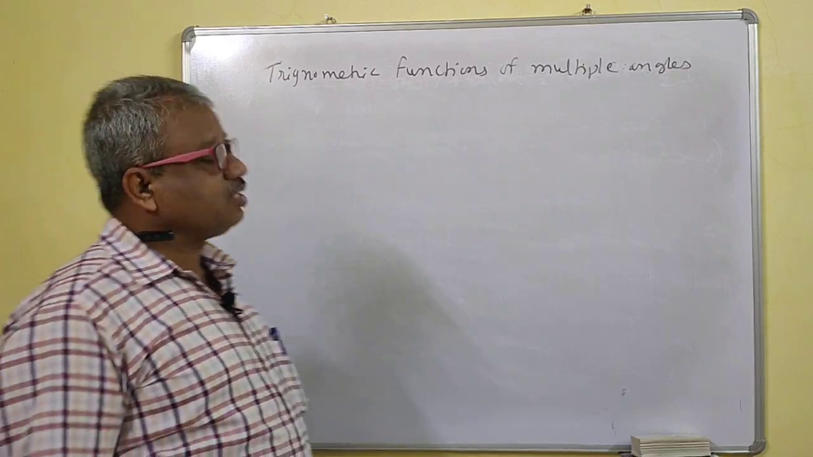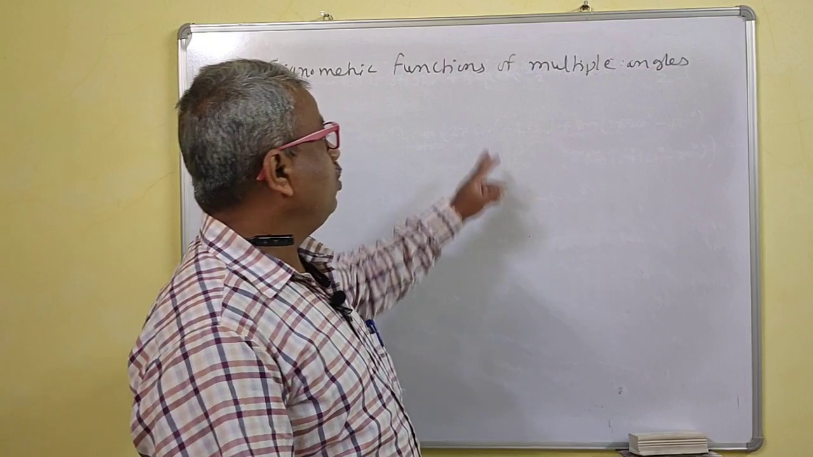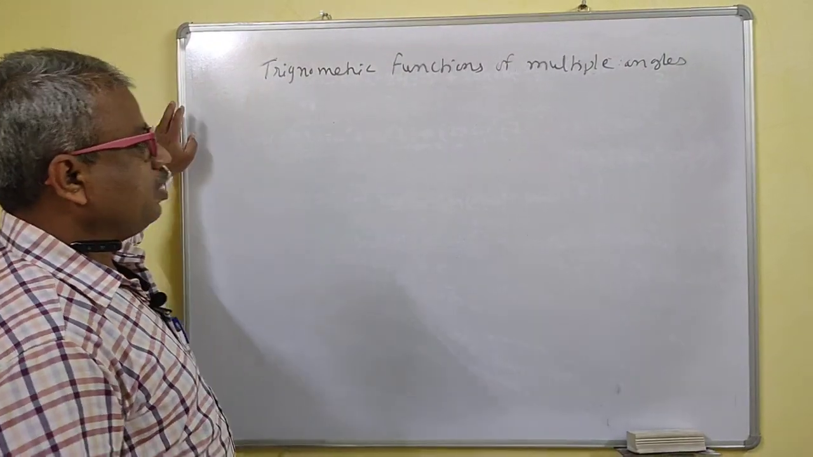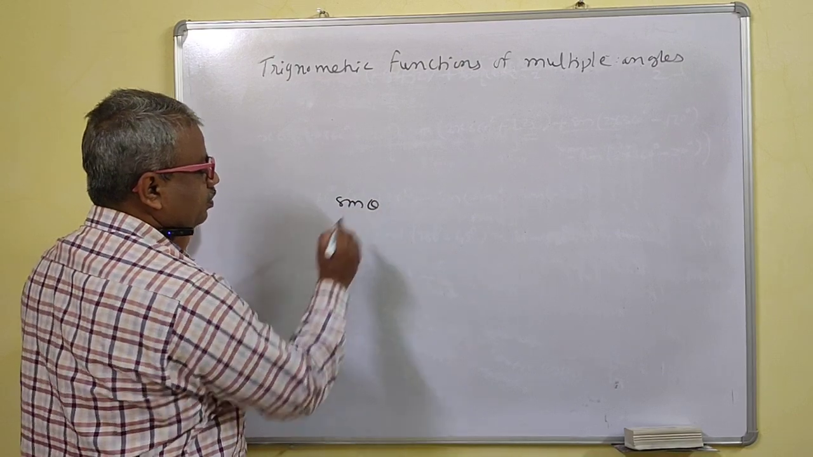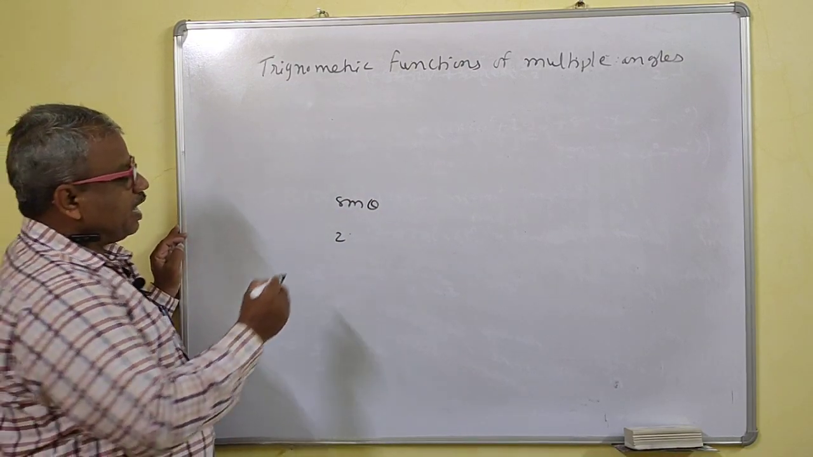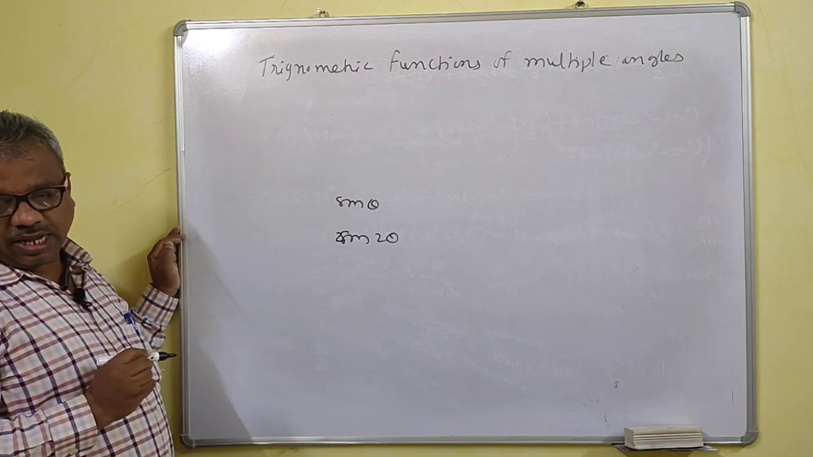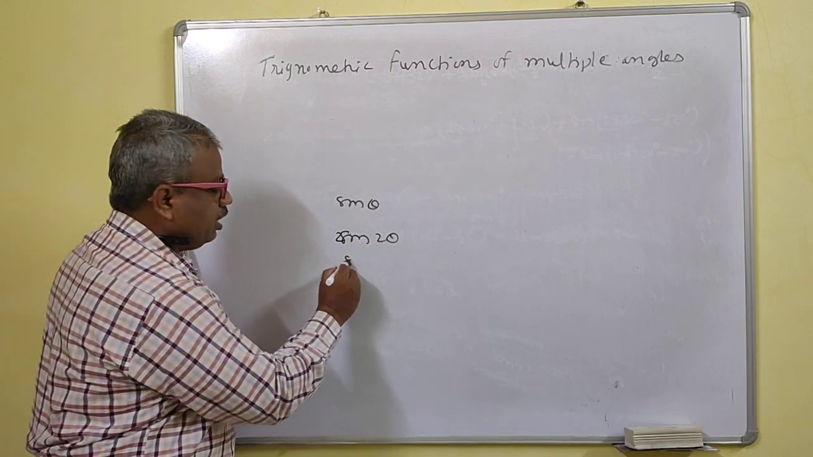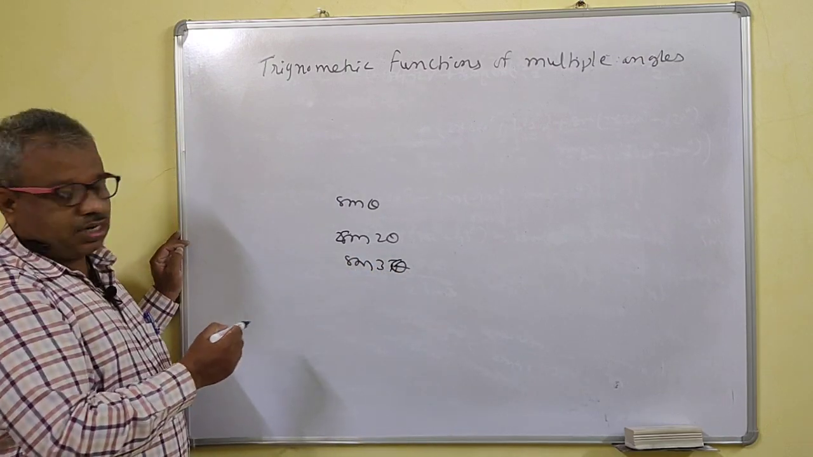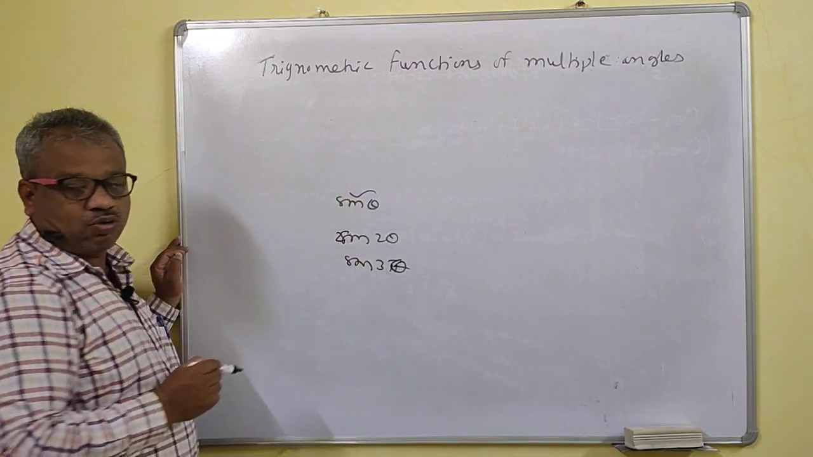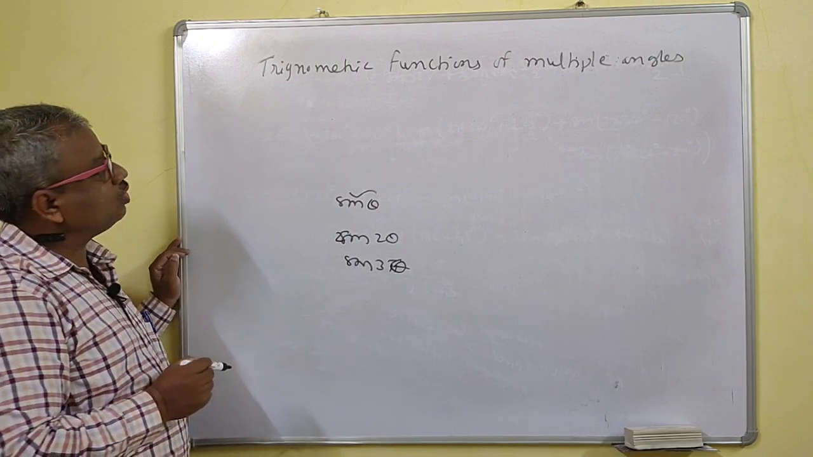Okay, so now we'll see how to find the trigonometric ratio of the multiple angles. Multiple angles means, suppose this is sine theta. We want the trigonometric ratio of angles like sine 2 theta, sine 3 theta. That means you know the value of sine theta, and you have to obtain sine 2 theta, sine 3 theta, and so on.